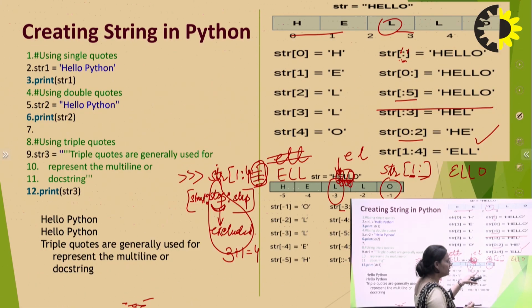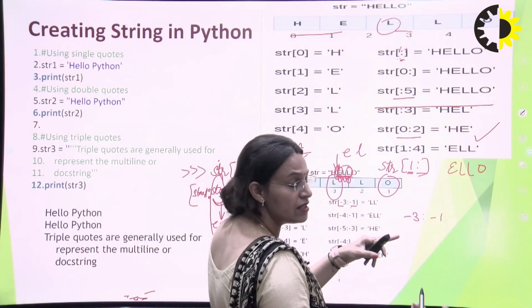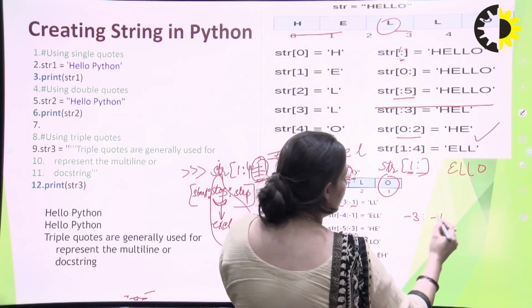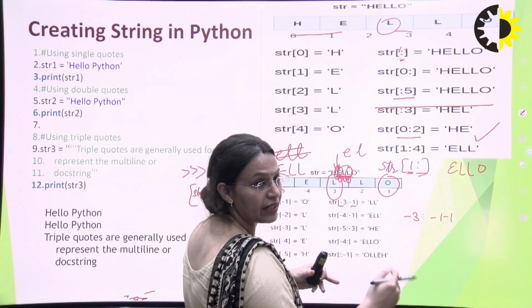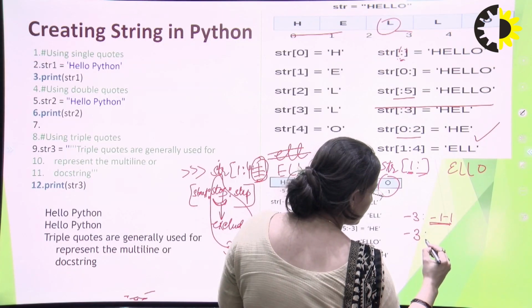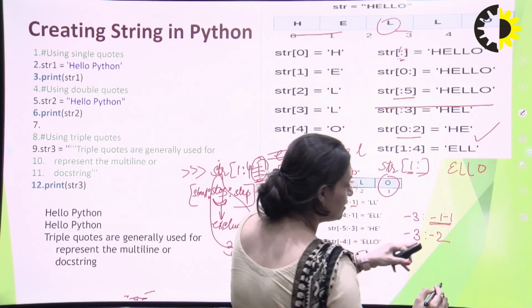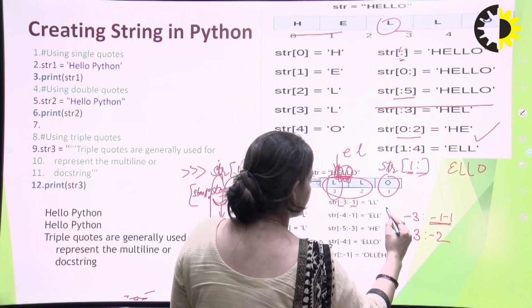So what is excluded? That means the last index will be excluded. That means I am going to access it this way. If this is the case, then we need to increment this. For this purpose, one character is excluded. That means the processor is going to access from -3 to -2. That means these two characters will be represented.